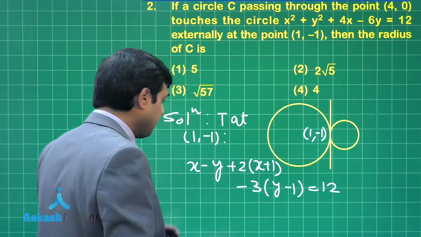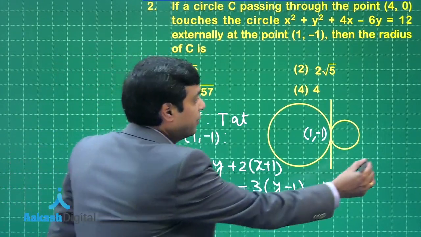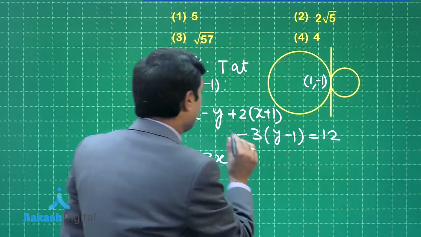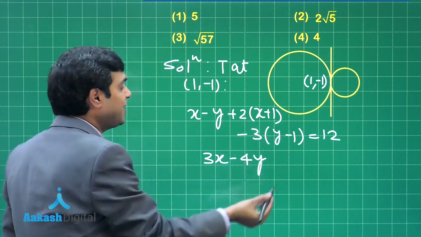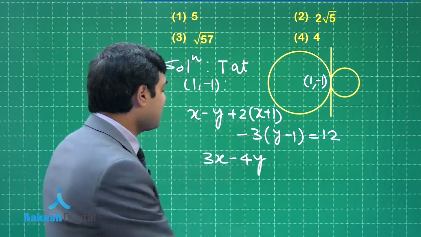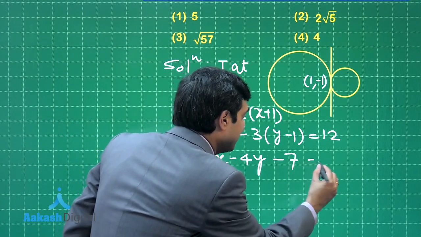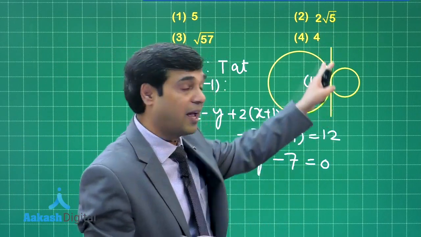This is clear. Simplify, you see x + 2x, that is 3x, right. Then -y - 3y, that is -4y, plus 2 plus 3, that is 5, minus 12, that is -7, equal to 0. So, this is the required equation of tangent, meaning this line.